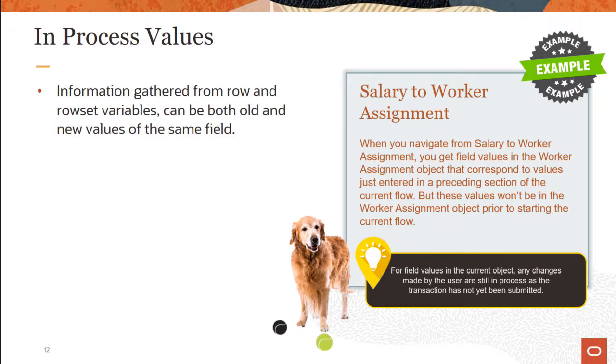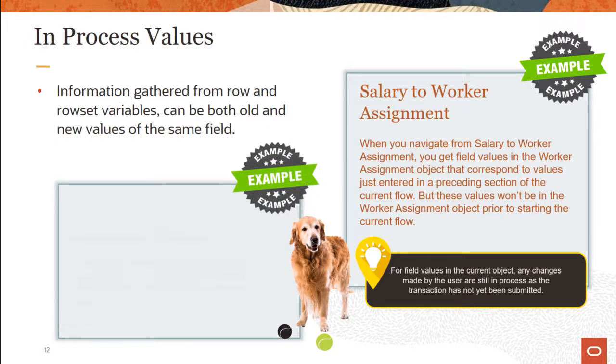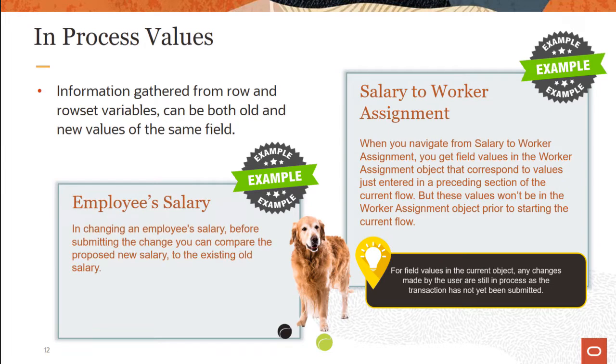You can compare the in-process values, which have not yet been submitted, to the existing values that are in the object. For example, if you are changing an employee's salary, before submitting the change, you can compare the proposed new salary to the existing old salary.